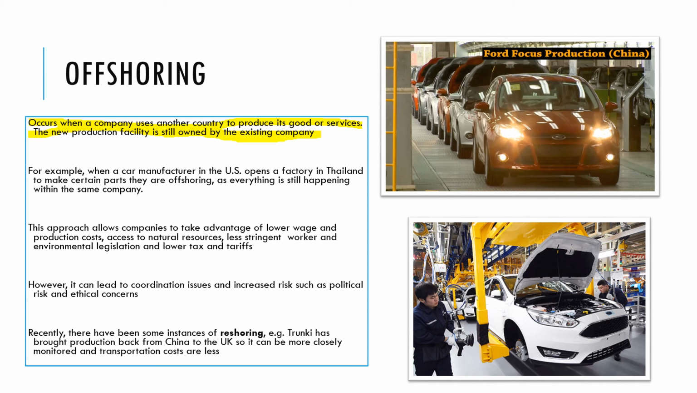Indeed, recently there have been some instances of what's known as reshoring. So for example, a UK business called Trunki, who make little children's suitcases, has brought production back from China to the UK so that production can be most closely monitored and it reduces transportation costs. On the right hand side here we see an example of offshoring. This is the Ford production plant in China, still owned by Ford but built and run in China.